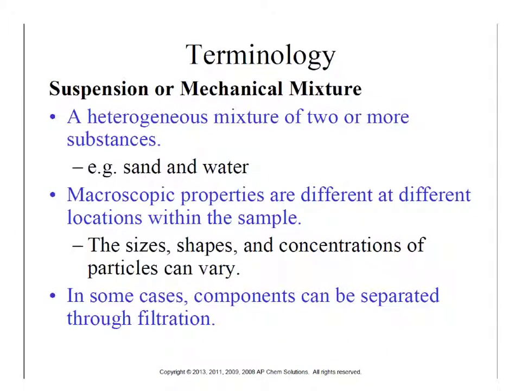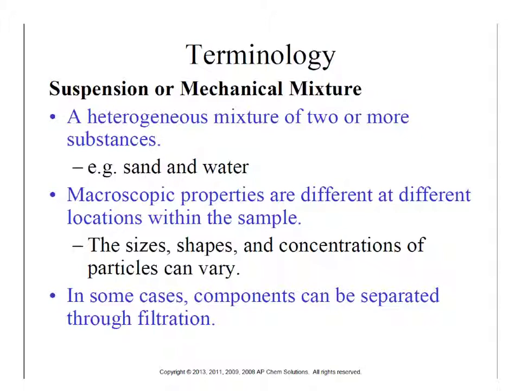Okay, just some terminology real quick then. Heterogeneous, homogeneous. Hopefully you're familiar with those terms by now. Heterogeneous means that everything looks different, so you can see the different parts. When you think of this one, think of Italian salad dressing. If you look at a bottle of it, when you shake it up, you can see all the different pieces in there. And Italian salad dressing is also what we call a suspension or a mechanical mixture.